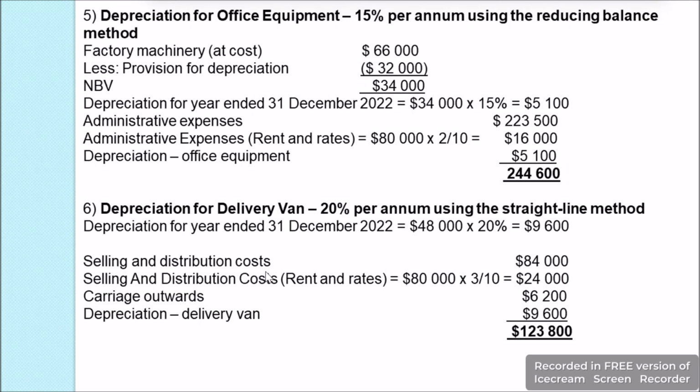Now the selling and distribution cost was given as $84,000. Then the rent and rate was mentioned. Again, the ratio was 5 is to 2 is to 3. 5 for factory overheads, then 2 for administrative expenses, and 3 for the distribution, that is selling and distribution expense. So now the rent and rate will be 80,000 times 3 by 10, which will be $24,000.